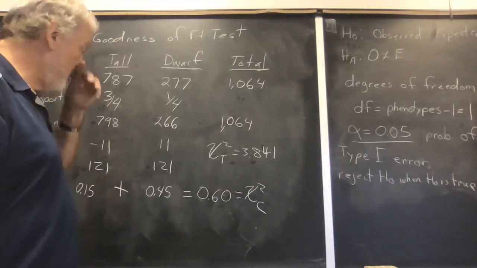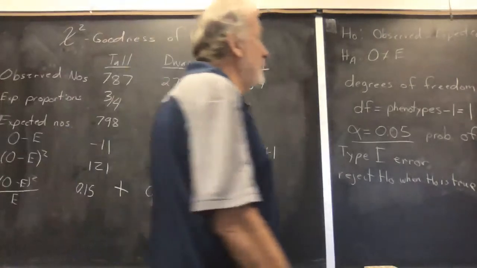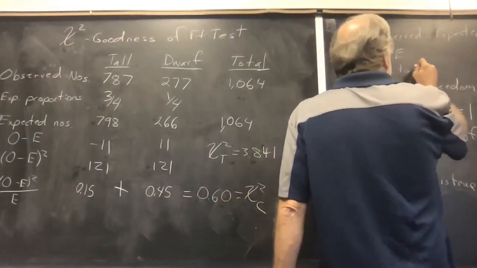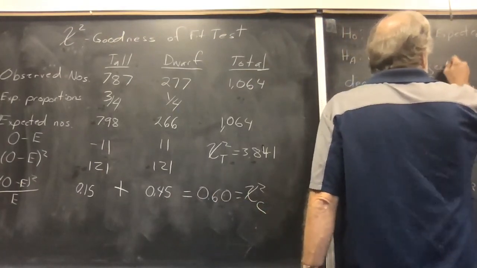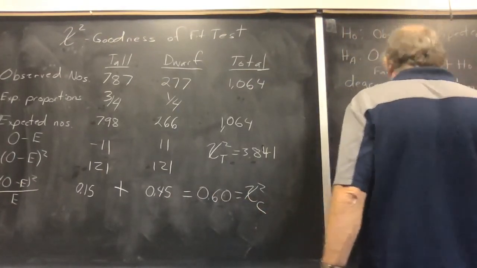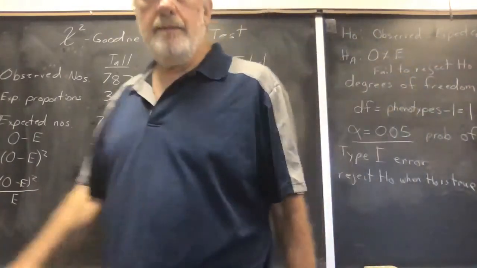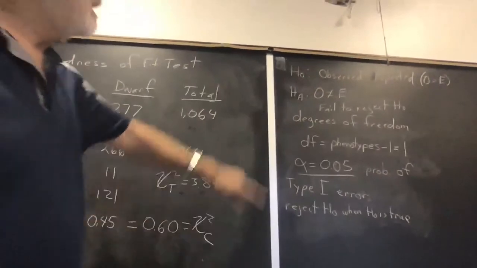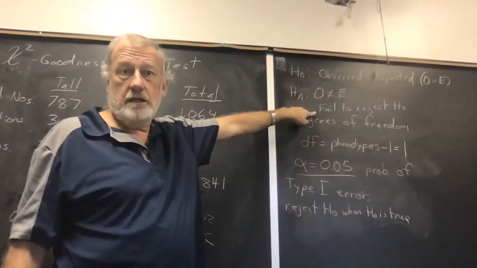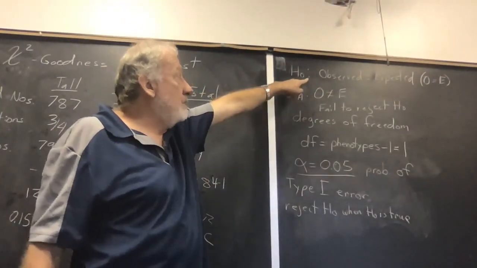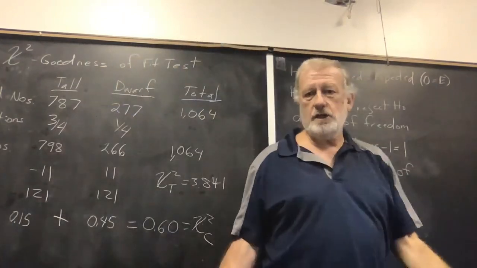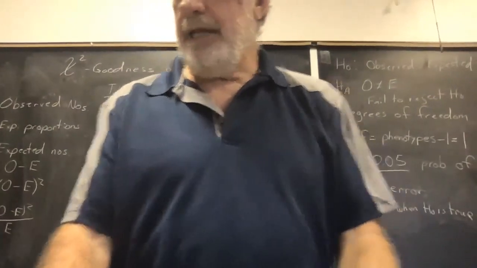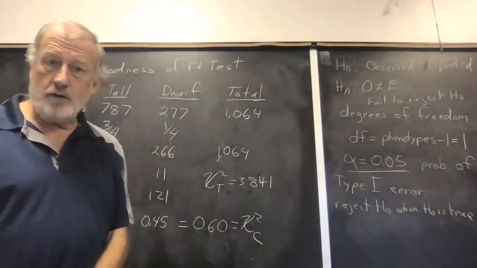And so in this case, we say that we fail to reject H sub naught. Okay. So make sure you can see that. That's our result. Fail to reject the null hypothesis. So that means our observed and expected are essentially equivalent. And that is all for monohybrid crosses.